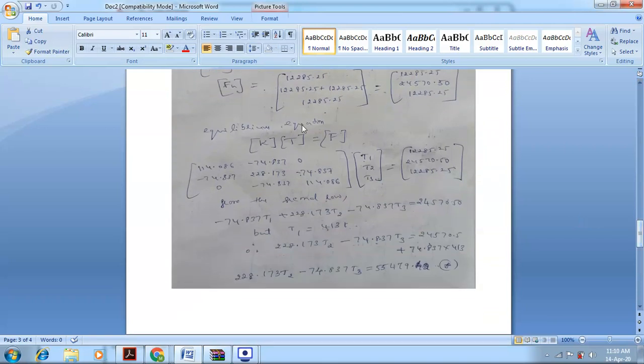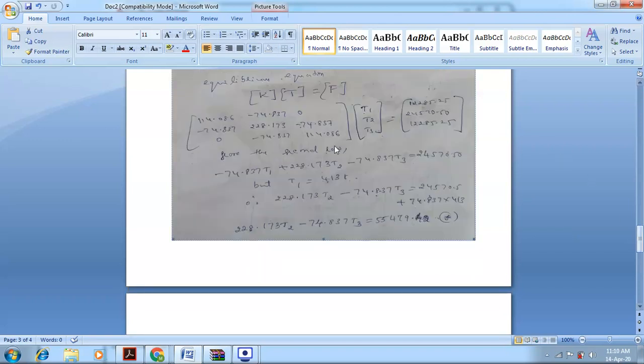Now we need to write the equilibrium equation. The equilibrium equation, all of you know, is K into T is equal to F, where K is the stiffness matrix, T is the temperature matrix, and F is the force vector. I have substituted all the values over here. Now here we can't directly go for the elimination method. First let us consider the second equation, wherein I get all the coefficients of T1, T2 and T3, that is minus 74.837 T1 plus 228.17332 T2 minus 74.8373 T3 is equal to 24570.50. I am considering only the second row.